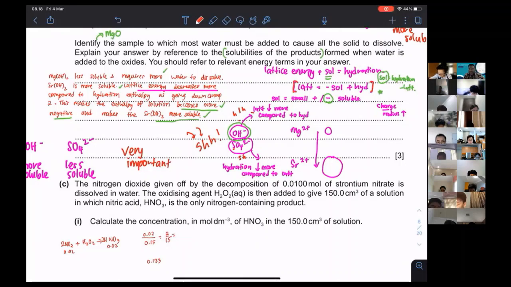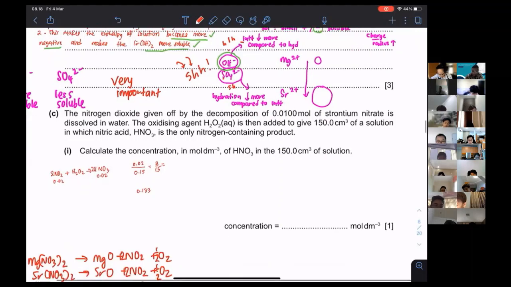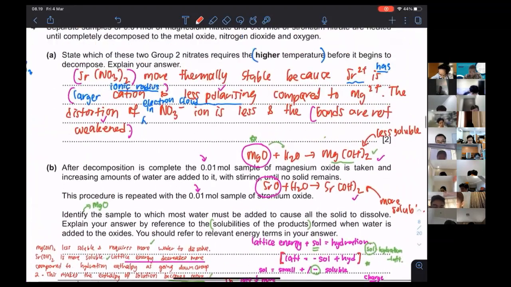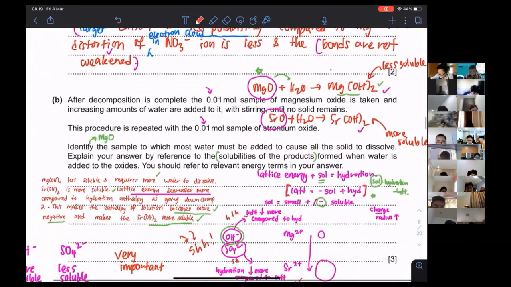Definitely there will be questions on this. Please remember, very important. Now the nitrogen dioxide given off by the decomposition. Let's look at the number of moles. Strontium nitrate is dissolved in water. The nitrogen dioxide given off is 0.01. So for strontium nitrate, if you have 0.01, you have 2 moles of this, so it means 0.02 moles.